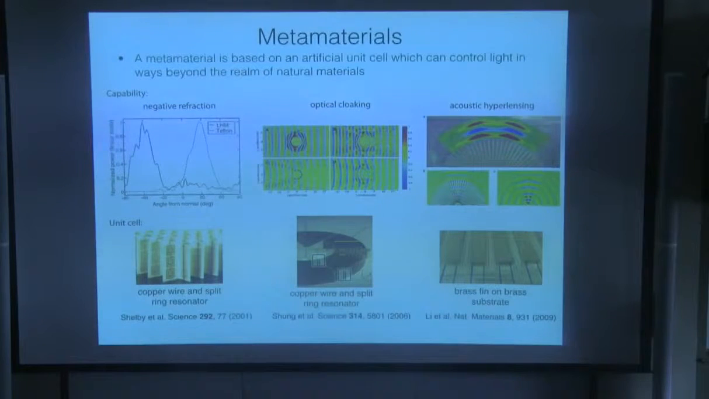As a fun extension of this, the researchers then demonstrated that you could use a similar geometry to realize an optical cloak. These days, these metamaterials are no longer just limited to, for instance, optical systems. They're also used to engineer acoustic systems, for instance, in this demonstration of an acoustic hyperlens, where researchers showed that with a metamaterial composed of brass fins on a brass substrate, they could spatially resolve sources of sound that are closer together than the diffraction limit of sound.